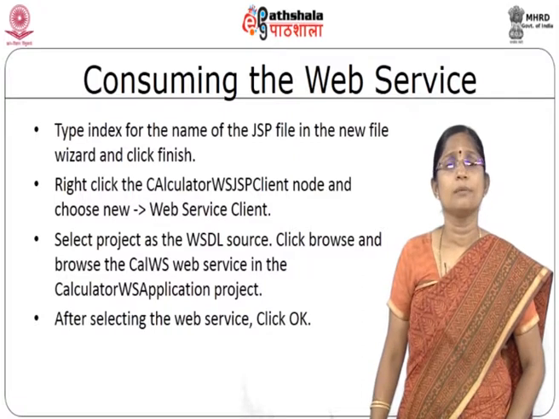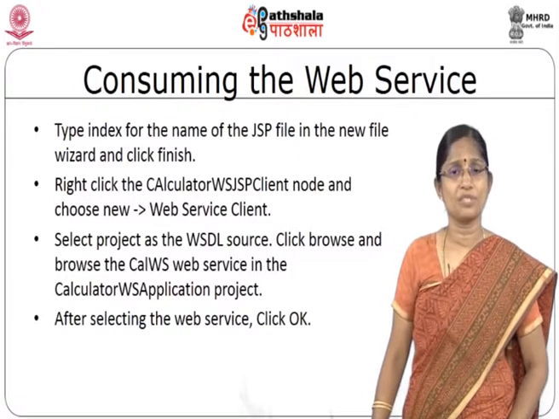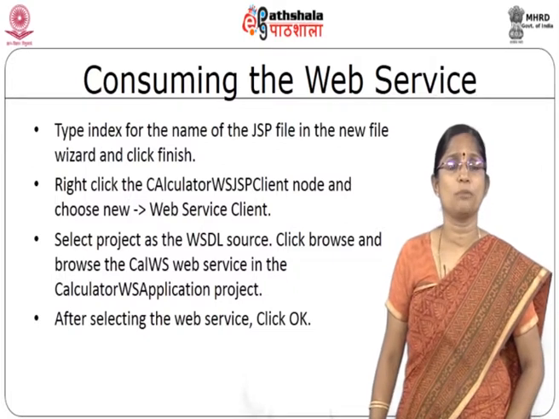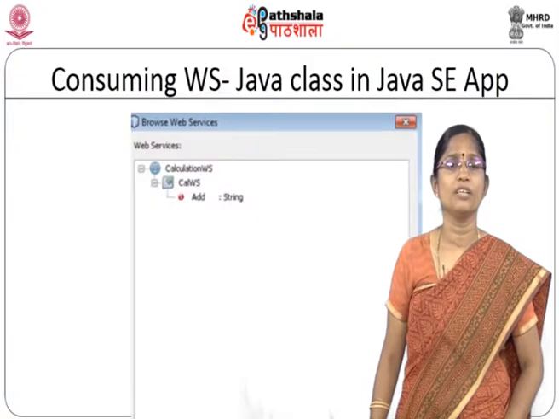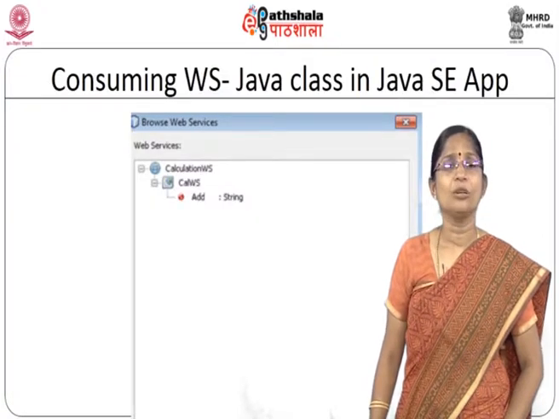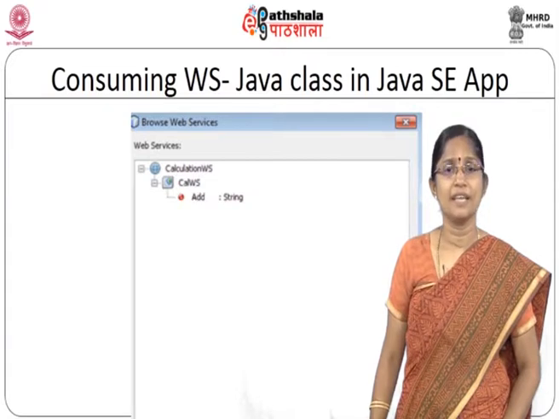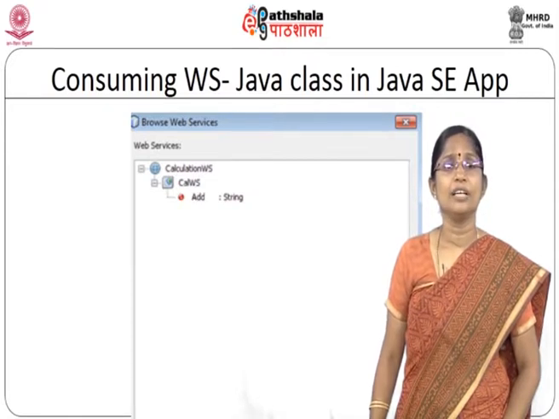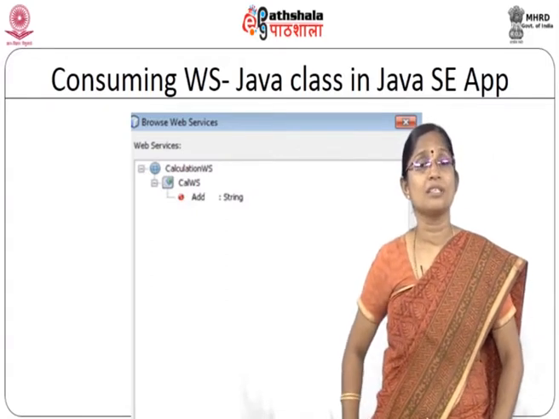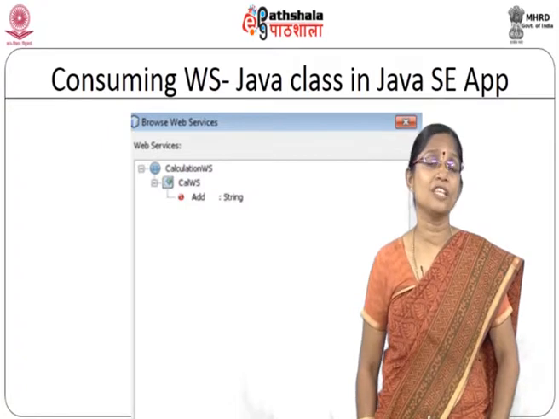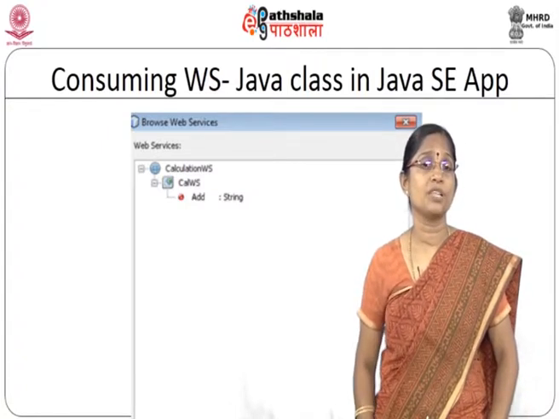Select Project as the WSDL source, and click Browse. Browse to the CalculatorWS web service in the CalculatorWSApplication project. Once we have selected the web service, we can click OK. So you can see the CalculatorWSApplication is there, and in it the CalculatorWS web service is available. This is the earlier thing we discussed, the creation of our web service. Our web service name is CalculatorWS.